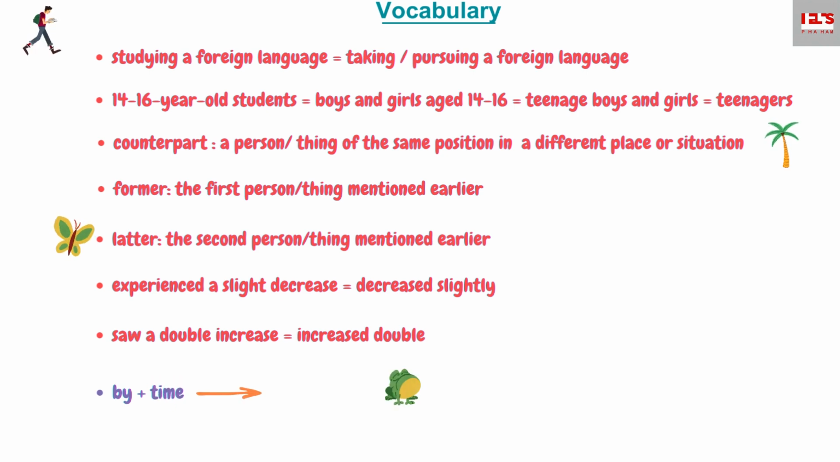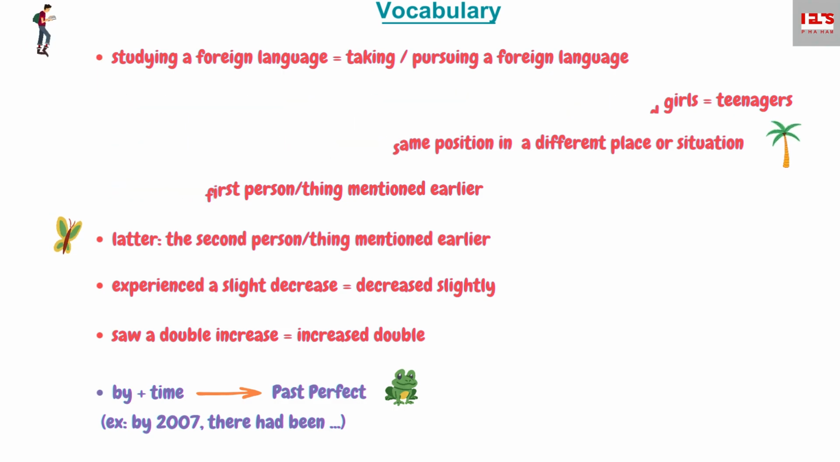And be aware that when a term is used with by, it should be followed by a past perfect sentence. For example, by 2007, there had been.